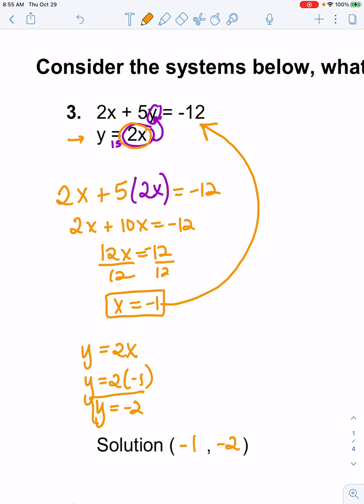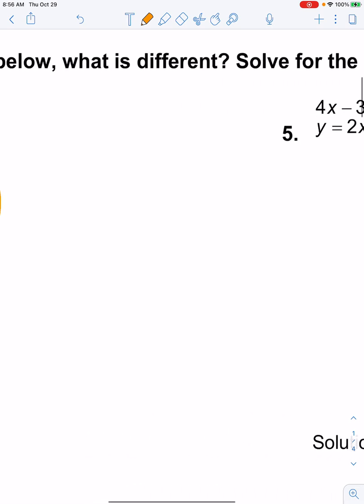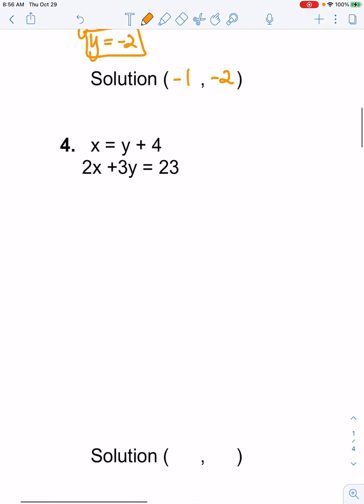Okay? Now again, if you're unsure, you could always graph these. You could put them on a coordinate grid and see where they intersect. But sometimes substitution is actually a little bit faster. Okay, so number 4. Same thing.